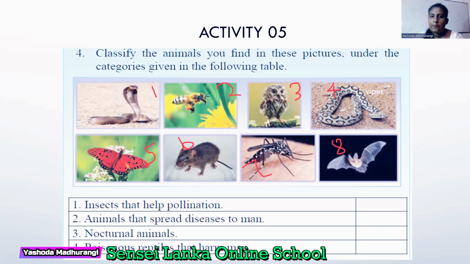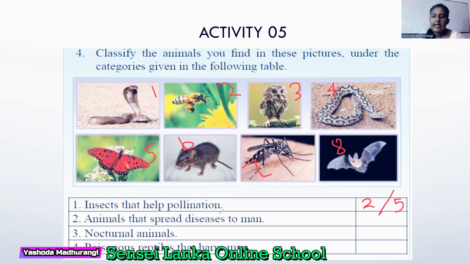Who is number 1? Snake. Number 2, bee. Number 3, owl. Number 4, viper. Number 5, butterfly. Number 6, rat. Number 7, mosquito. Number 8, bat. So now you have to put these numbers into the table. Insects that help pollination. Who are the insects that help pollination? Number 2 and number 5. Bee and the butterfly. These are the answers.